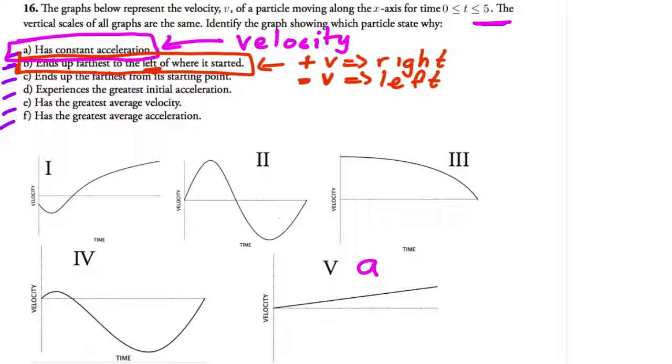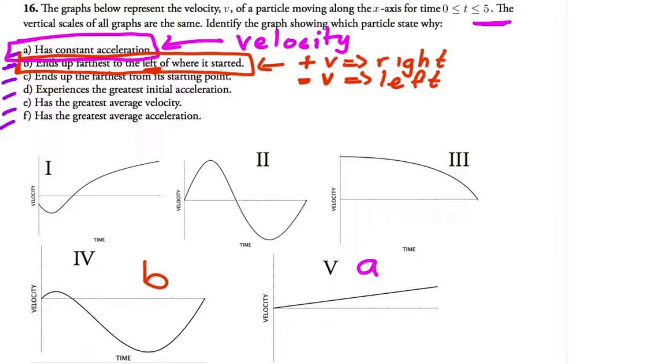And so if you compare all of these, you would have to say that it's this one, right? Because this is the one that spends the most time down here. So all this time when it's negative velocity, our particle, which could be, I don't know what it could be, is moving left.